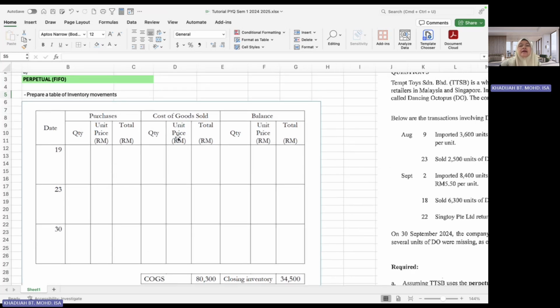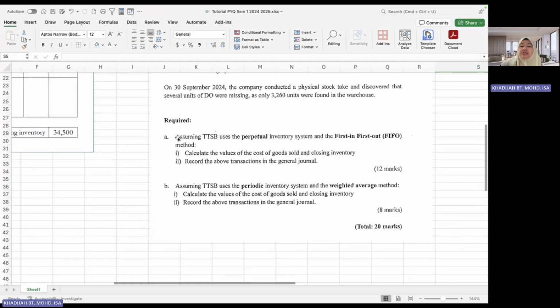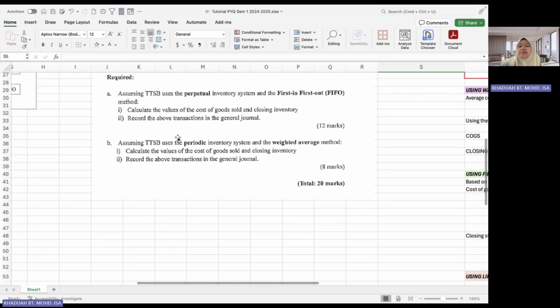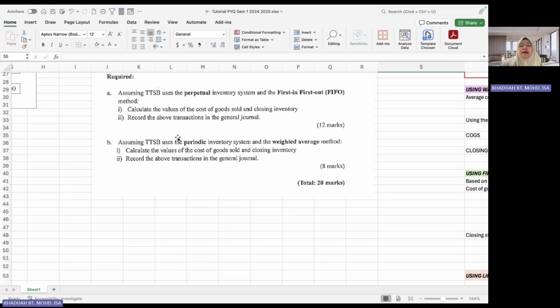Since perpetual is not my main objective today, I would like to go to the second question, which is the periodic inventory system. I noted that even though the periodic system is supposed to be easier, because it's meant for smaller businesses, students have some confusion on how to actually prepare it. And in this question, it requires you to use weighted average.